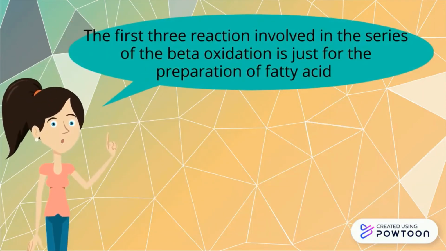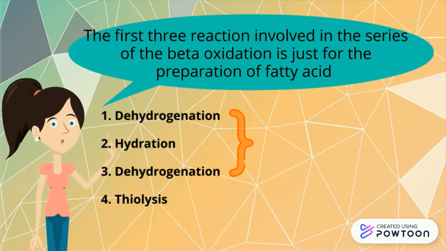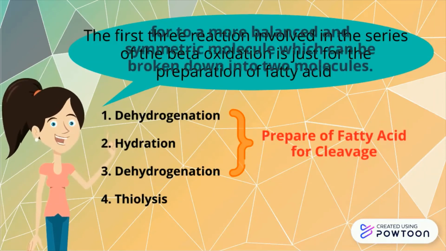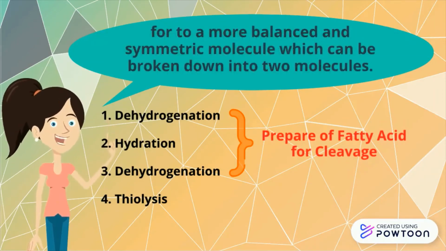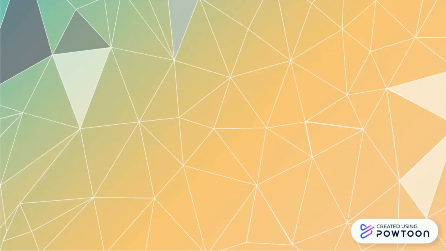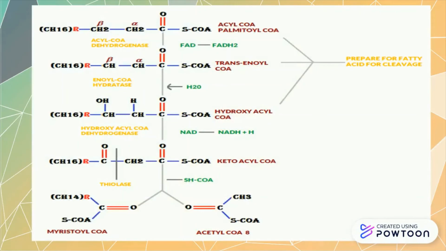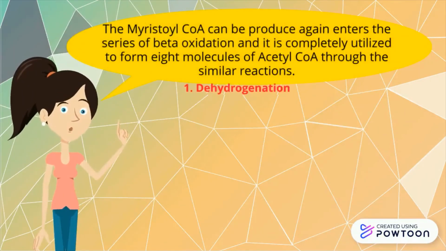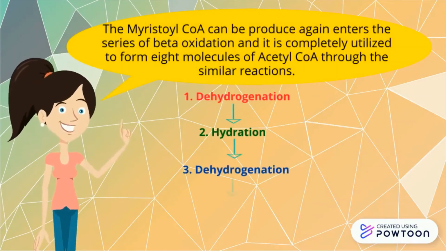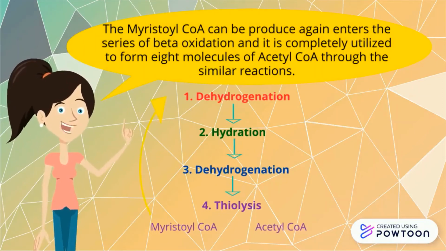The first 3 reactions in the series of beta oxidation are just for the preparation of the fatty acid into a more balanced and symmetric molecule which can be broken down into 2 molecules. The myristoyl-CoA enters the series of beta oxidation again, and it is completely utilized to form 8 molecules of acetyl-CoA through similar reactions.